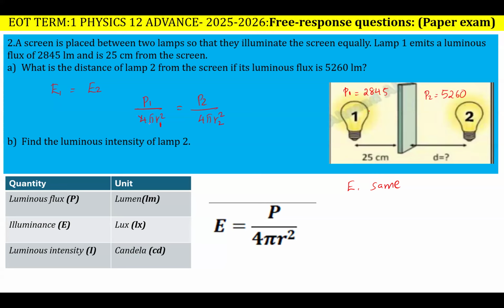So here itself I can cancel 4 and 4, pi and pi. So I can write P1 divided by R1 square. So that is P1, 2845 divided by 25 square, must be equal to 5260 divided by R2 square. So when you solve this one, you can use the solve method on your calculator or you can do it manually. You will get the answer.